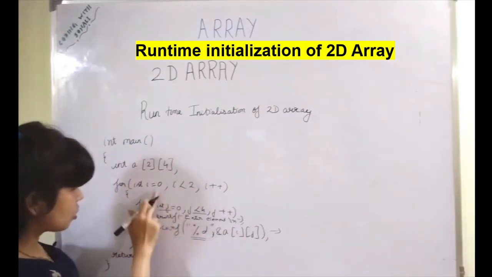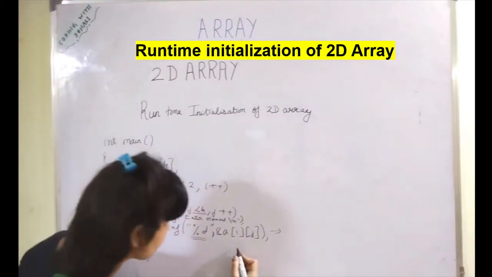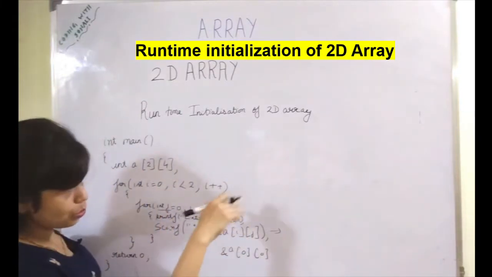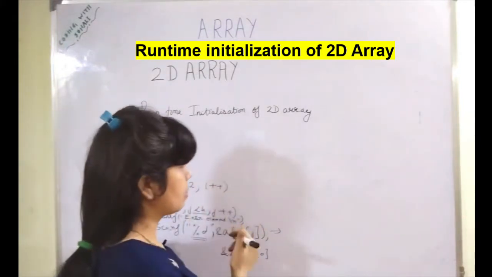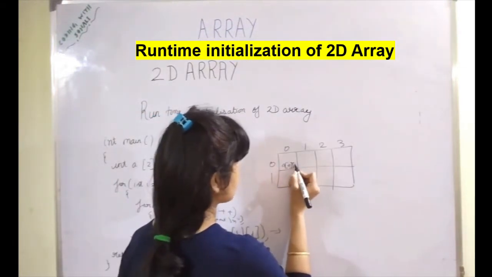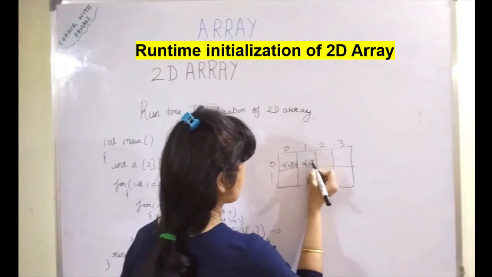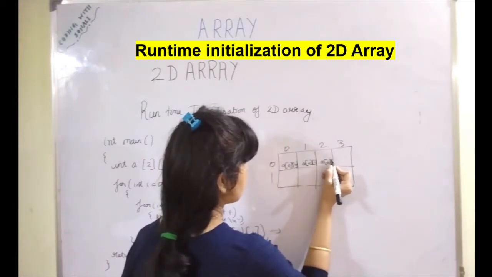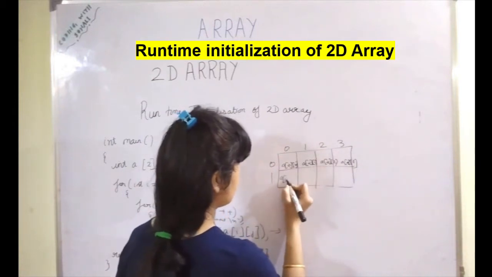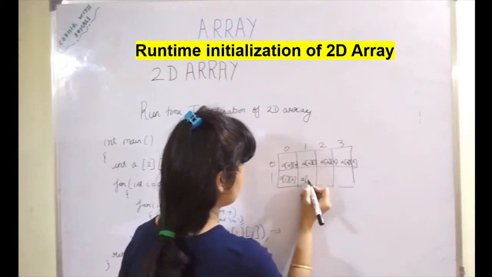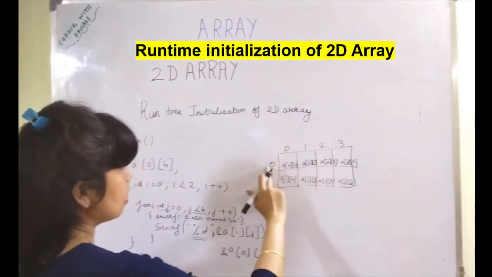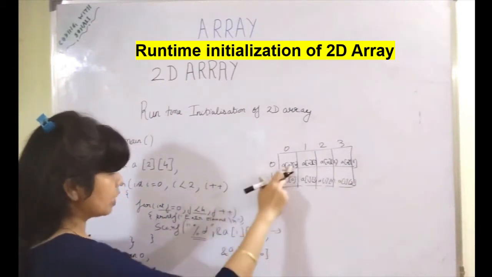So for the first iteration, i is equal to 0, j is equal to 0. I told you in the earlier diagram that we have the elements in this format. What was the subscript? 0, like this. And like this, A[1][0], A[1][1], and this is 3. So therefore row wise these elements will be filled.